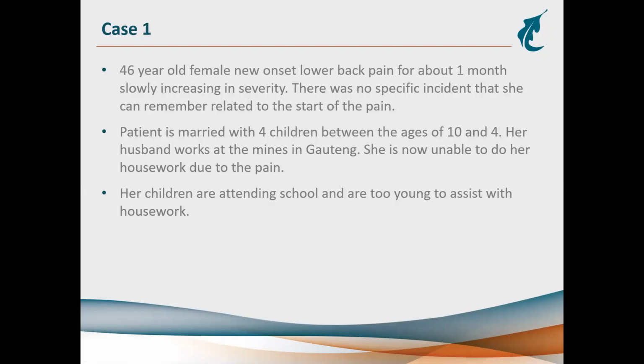So, for example, case one here, we have a case of a 46-year-old female with a new onset of low back pain for about 1 month, which has been slowly increasing in severity. There was no specific incident that the patient can relate to. She's married with 4 children between the ages of 4 and 10. Her husband works within the mines in Gauteng, and she's now unable to do her housework because of the pain. The children are attending school at the moment, and they're too young to assist with house duties. So these are some of the typical cases that primary care clinicians encounter in day-to-day practice.